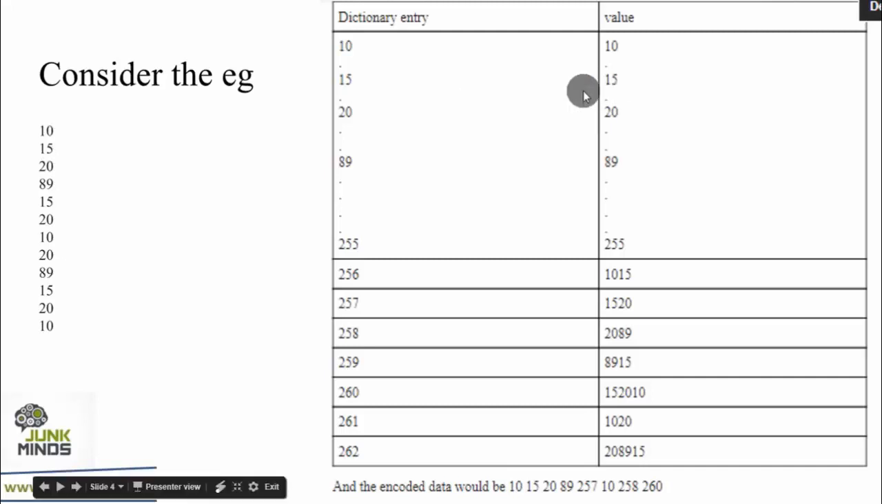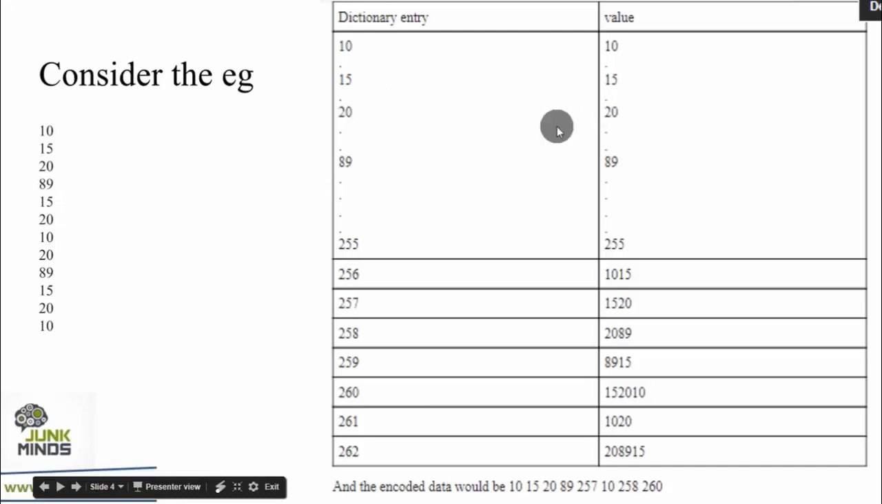The value 15 is found at entry 15. So the next value along with 15 is checked here. Since 1520 is not available in the dictionary, an entry is created in the dictionary at the next available position. And again, the value 15 was found at the 15th position, so 15 is given here. The next value is 20. 20 is again found at the 20th position.